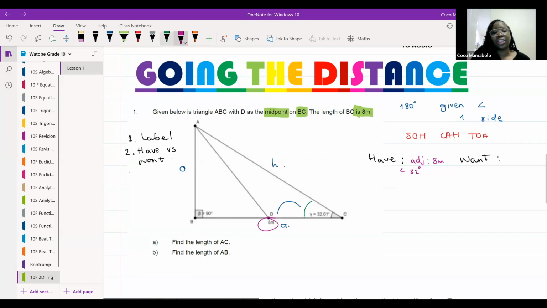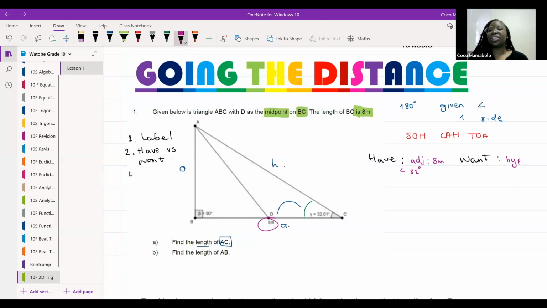Now the question says to us, find the length of AC. AC is the length, but what do we want? When we say we want this, what do we want in terms of my triangle? What are we looking for? Yes, Refilo, beautiful. We're looking for our hypotenuse. Good.